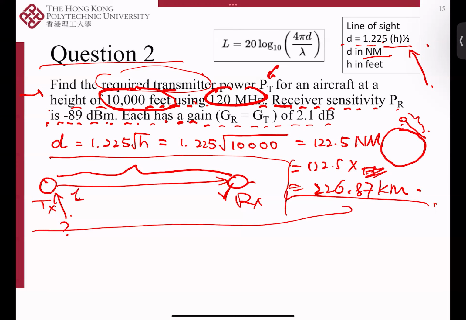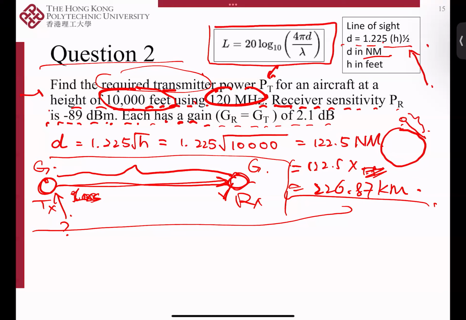There is a lot of loss in here, but the transmitter itself will have gain, which is to increase the power a bit. And the receiver will also have another gain to increase the power a bit so that it can receive the power. But in the middle, we have this propagation. During the propagation, we will have loss because of the distance. And this is described by the top equation, which is this one. This equation is talking about the loss. So we are going to base on this equation to calculate.